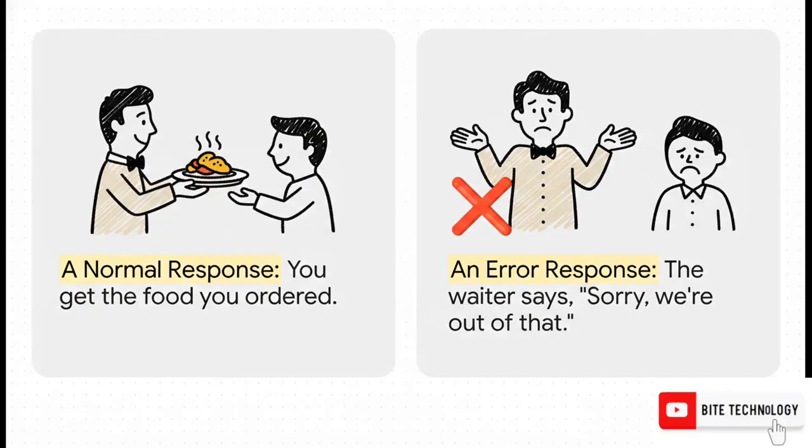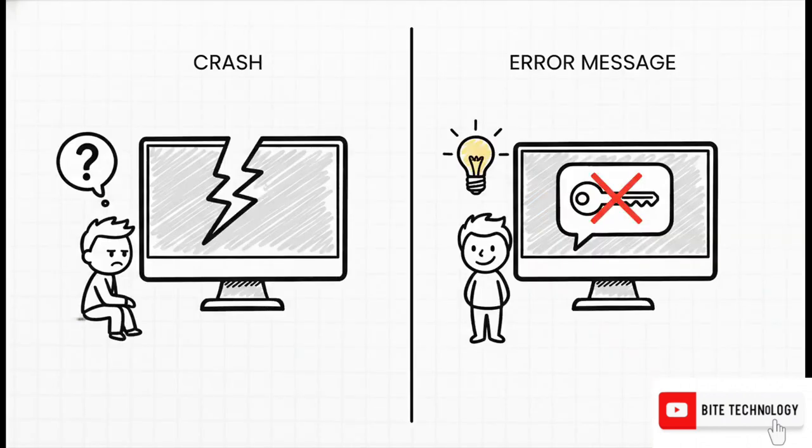Okay, but what about when things go wrong? Because they do. If you order a dish, but the kitchen is all out of it, the waiter doesn't just ignore you. They come back to your table and say, hey, sorry, we're out of that. An API error is exactly the same thing. It's just a clear, polite message that explains exactly what went wrong with your request. And this is a really crucial point. An error is not a failure. It's not a crash. It's just information. It's actually the system being helpful. It's communicating back to the developers saying something like, hey, you asked for something that we don't have, or whoops, your API key looks wrong. It's basically a clue that helps them figure out the problem and fix it fast.